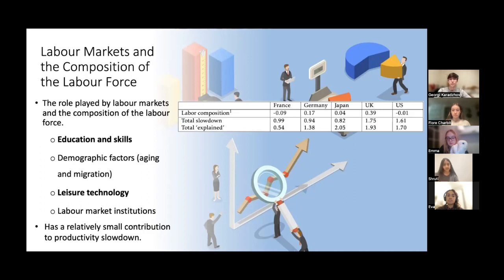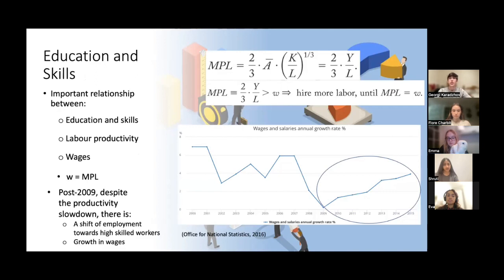technology in more detail. A very important relationship between education and skills, labour productivity, and wages is captured by the equation W equals MPL, central to neoclassical labour economics. Assuming a standard Cobb-Douglas production function, taking the first order condition with respect to labour gives us the solution that firms hire more labour until the marginal product of labour is equal to the wage. Therefore, given the positive relationship between productivity and wages, one would expect a decline in wages and in educational skill attainment alongside the slowdown productivity. However, the opposite is true.